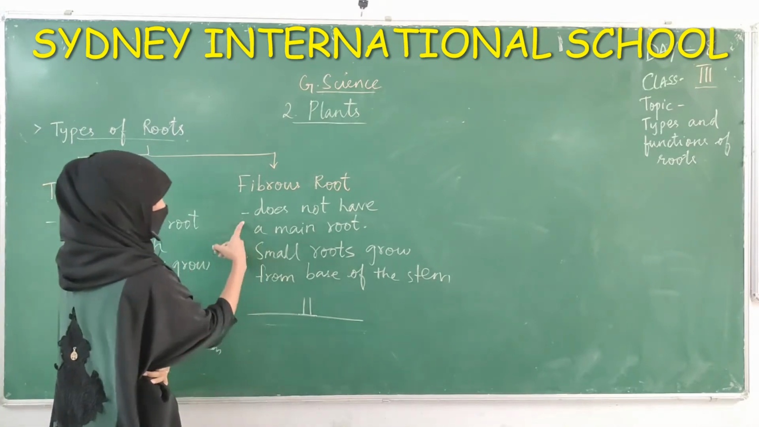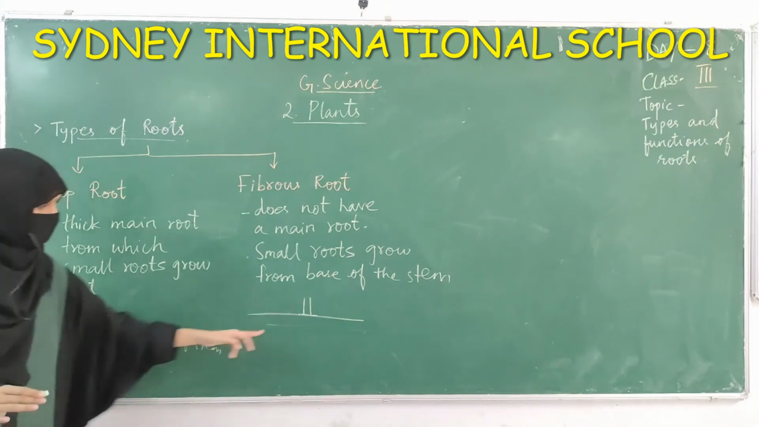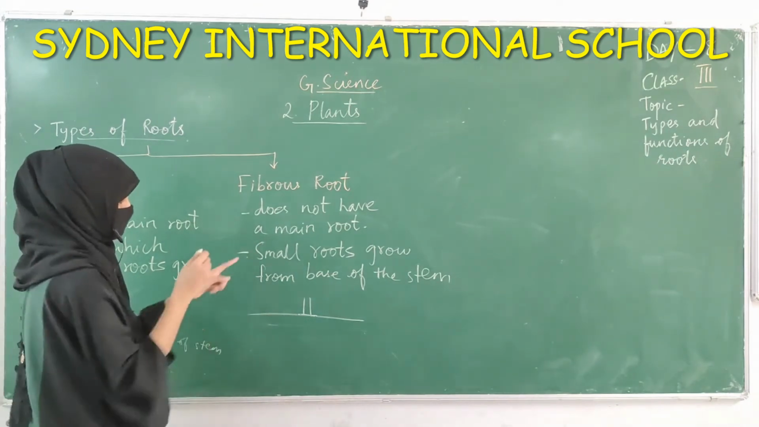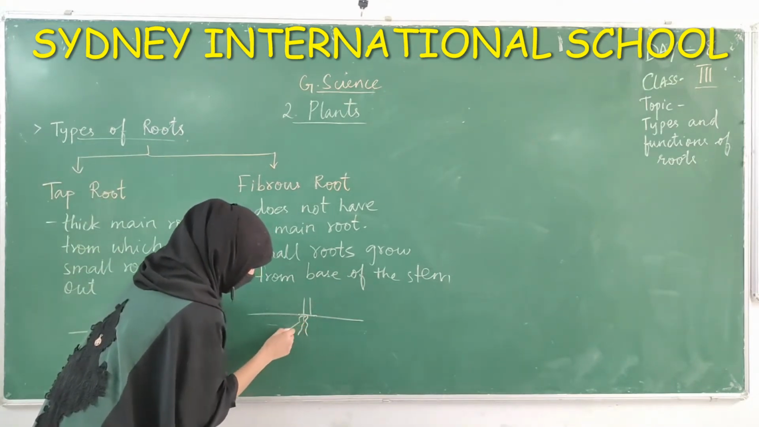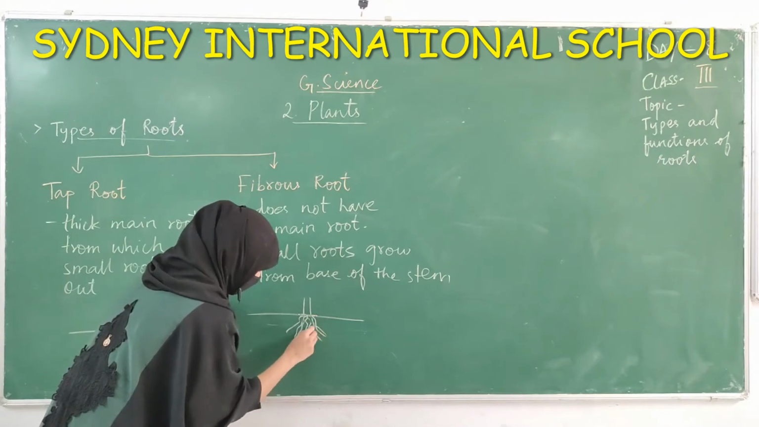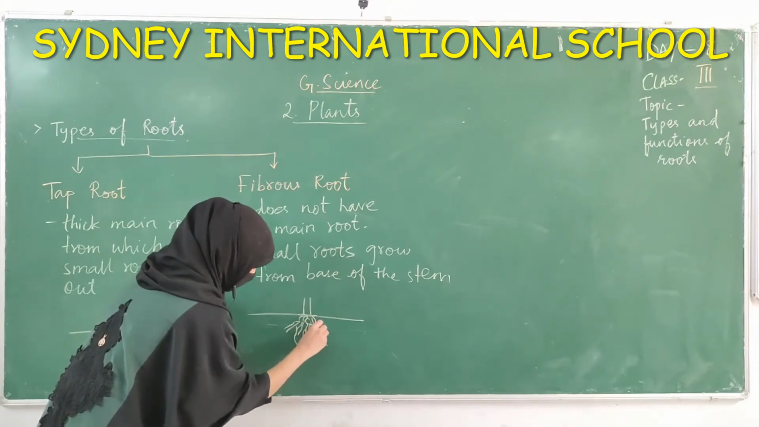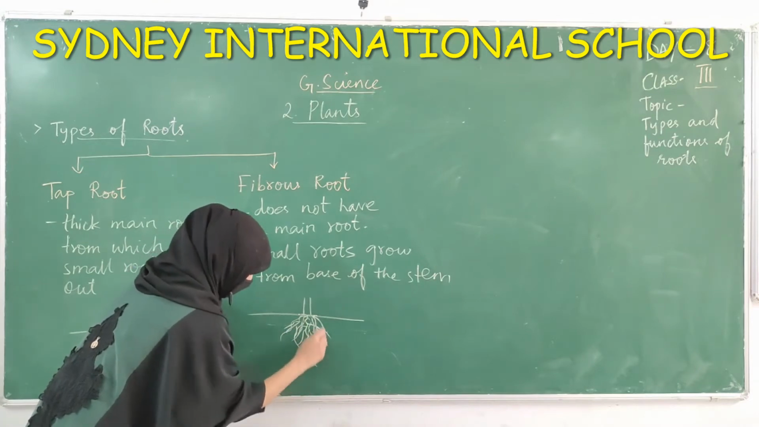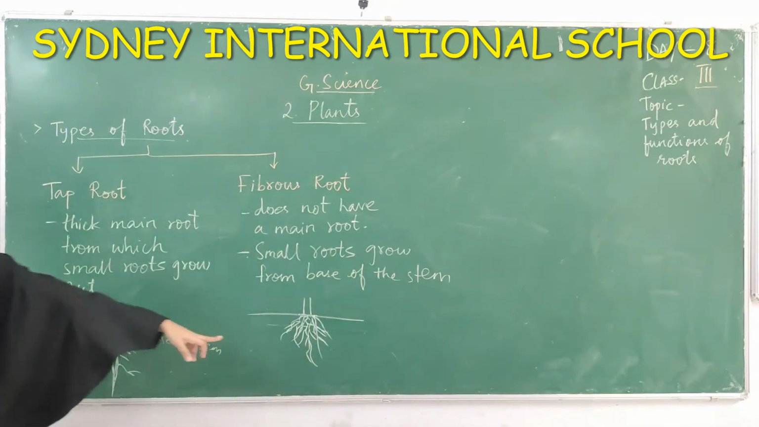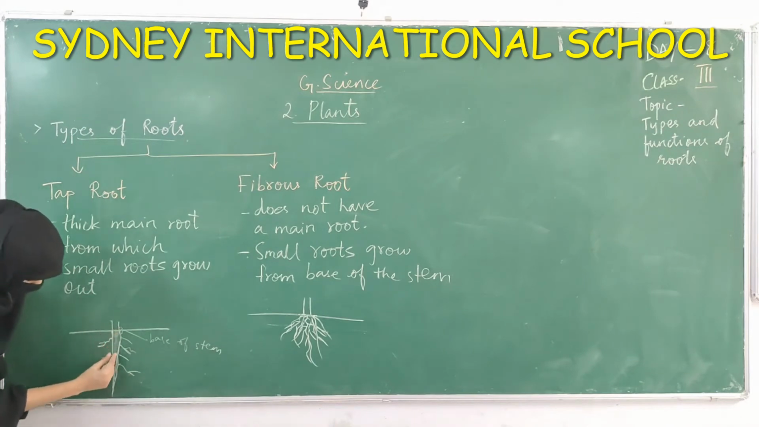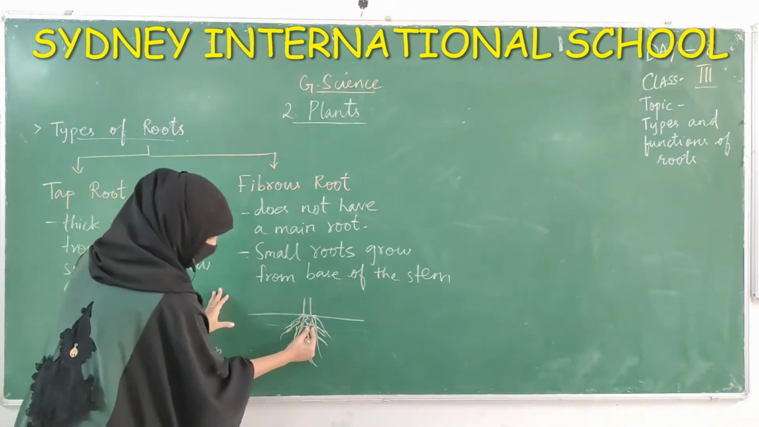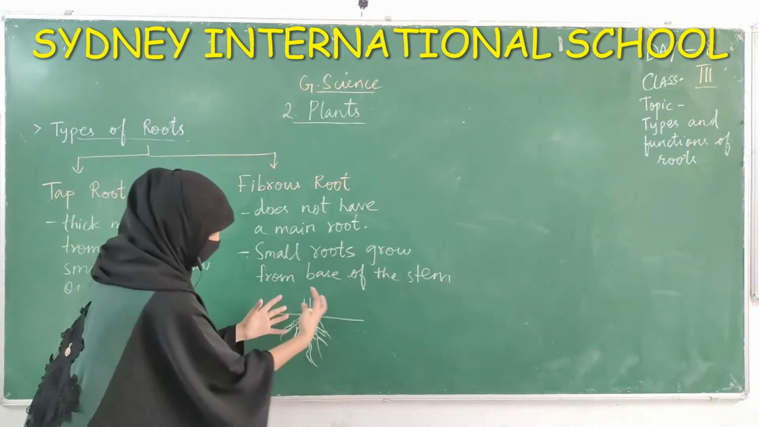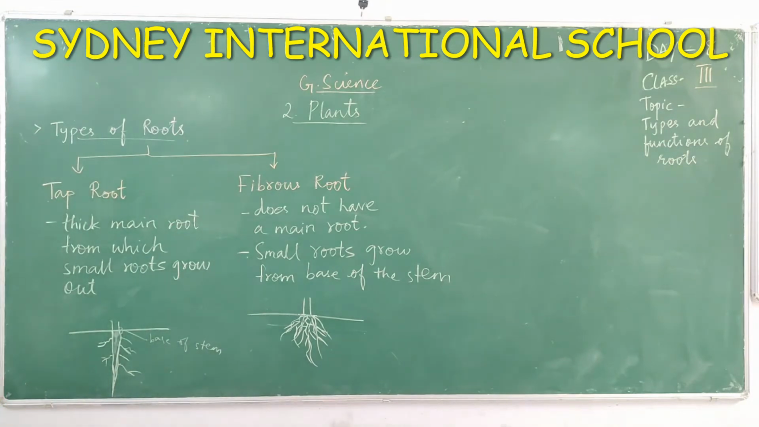So here it does not have a main root. Here the main root was there. This does not have a main root. What it is having is small roots that grow from the base of the stem. That is, directly from here many roots, a bunch of roots like a bush, will come out. See the difference between both. Here one main root is coming long, out of which small root hairs are coming out. Here directly from the stem a bush-like bunch of roots is formed. These are the two types of root, taproot and fibrous root.